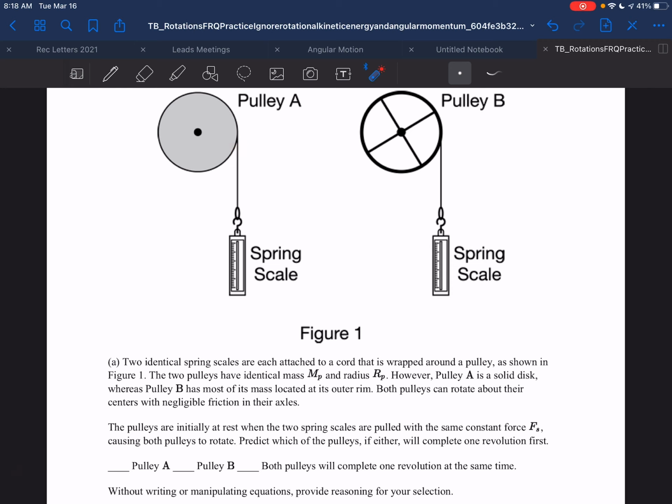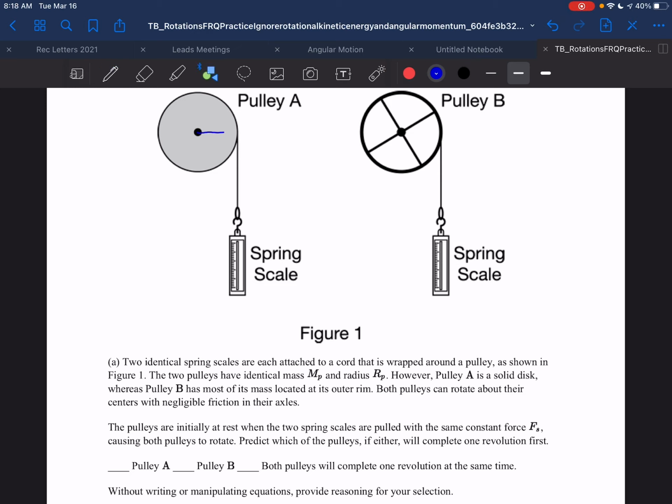Both of these pulleys have the same mass and the same radius, but pulley A is just a solid disk, and pulley B has almost all its mass concentrated out at the rim. So they're being pulled at the same force. We're supposed to predict which pulley will complete one revolution first. So we need to think about which of these pulleys is going to have more acceleration.